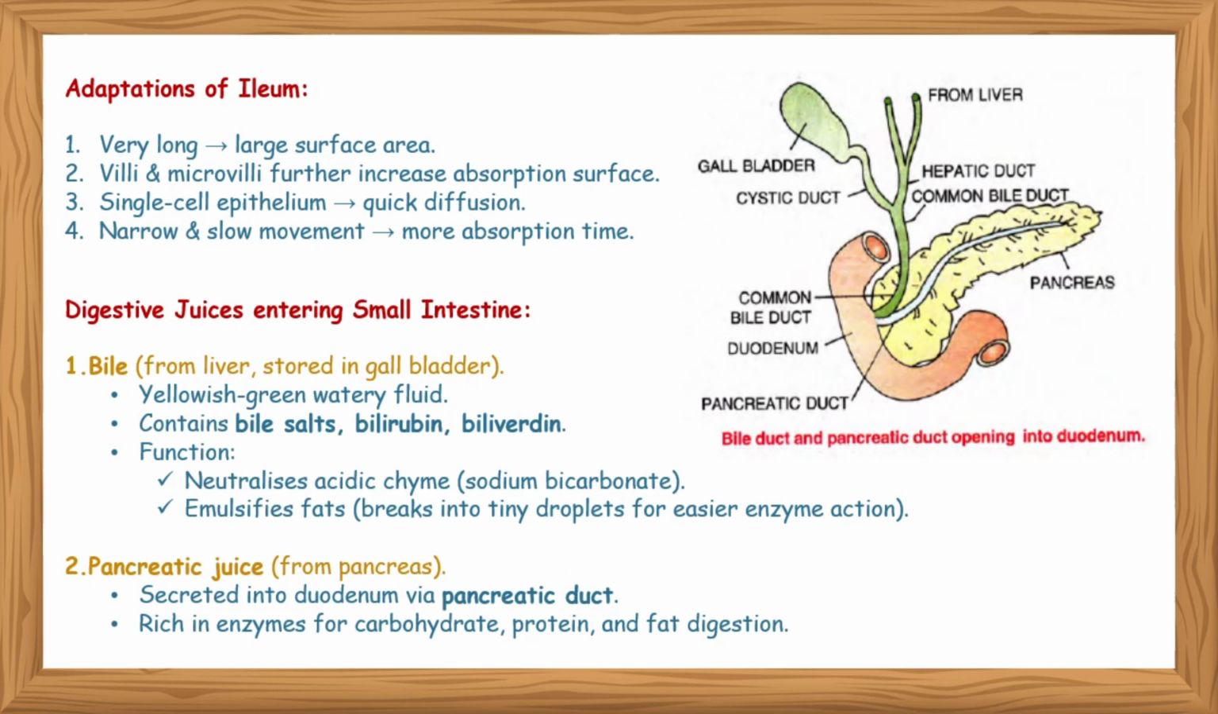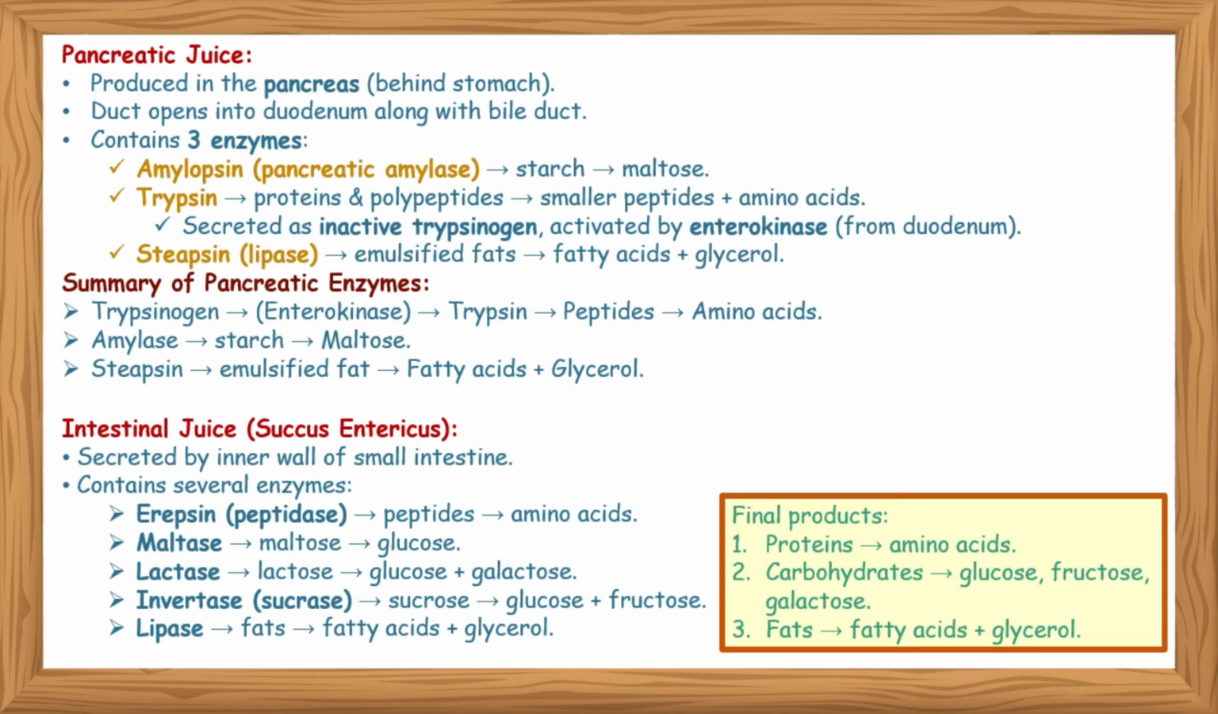Pancreatic juice is secreted into the duodenum via the pancreatic duct. It is rich in enzymes for carbohydrate, protein and fat digestion. Pancreatic juice is produced in the pancreas behind the stomach. Its duct opens into the duodenum along with the bile duct. It contains 3 enzymes: amylopsin or pancreatic amylase, which acts on starch to form maltose, and trypsin, which acts on protein and polypeptides, ultimately forming small peptides and amino acids. It is secreted as inactive trypsinogen, activated by enterokinase from the duodenum.